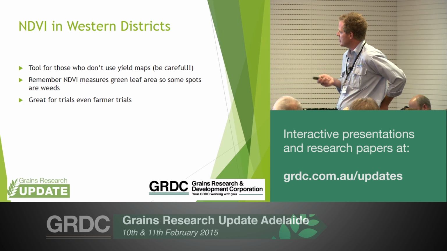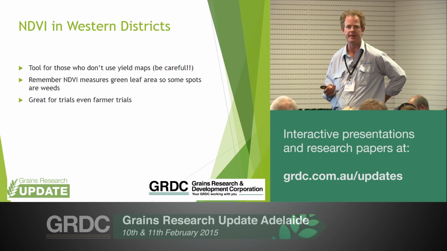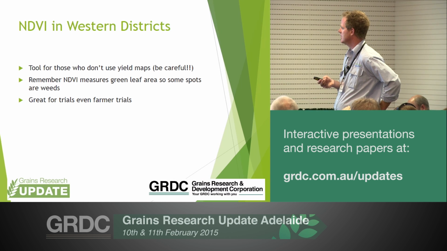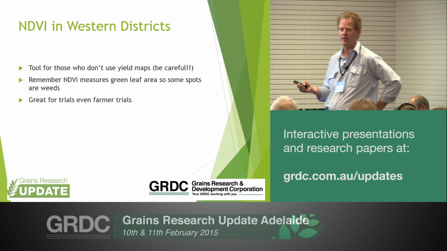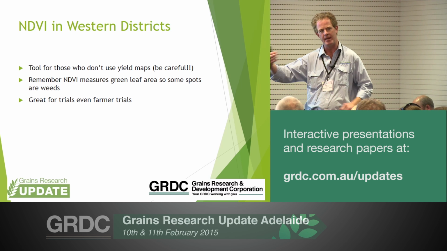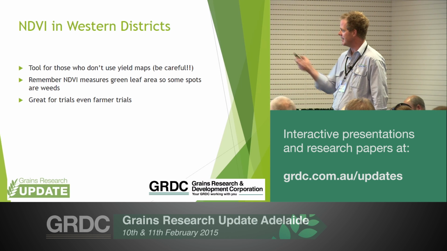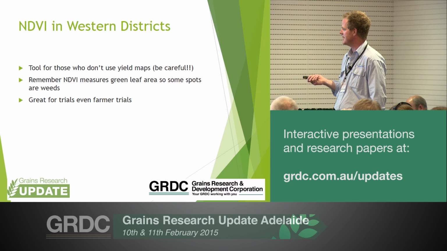It can be a tool we use for those who don't have yield maps on the headers and things like that, but be careful with that data. It obviously measures green leaf area, and that can be the best part of the paddock earlier, and of course the bigger canopy can be the one that runs out of moisture at the end of the year for whatever reason. And as we saw with Martin, we can get some great info with trials, even with the satellite imagery.